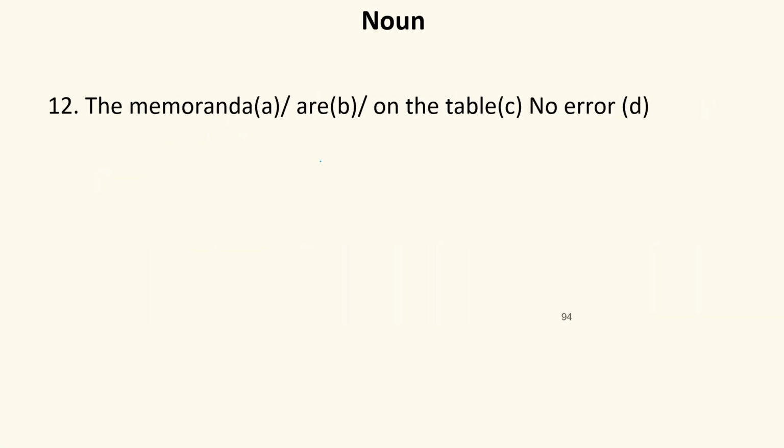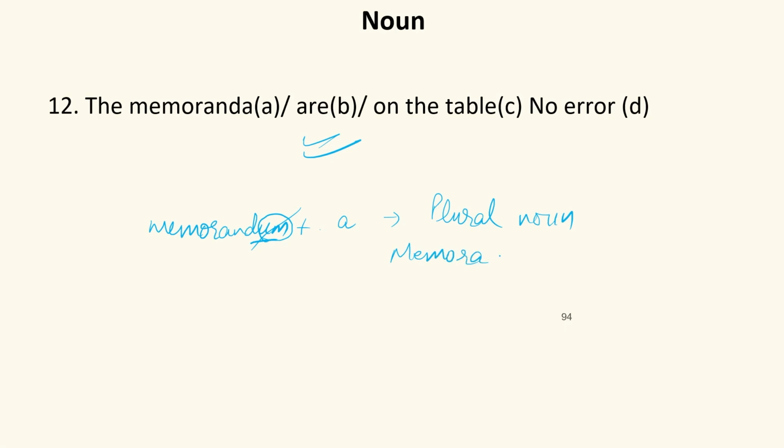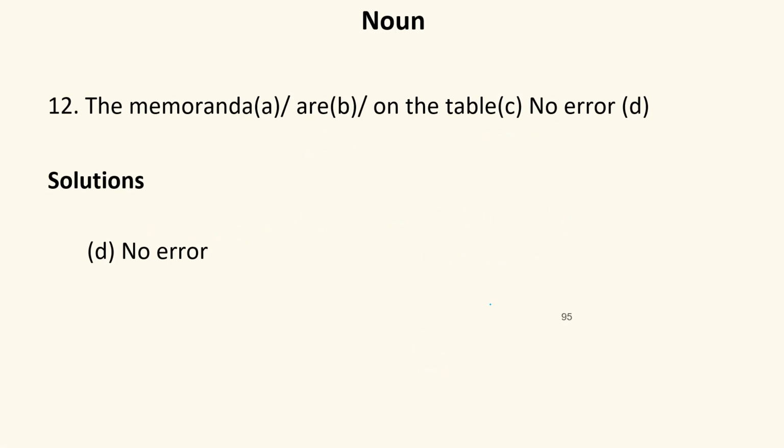The memoranda are on the table. The sentence is absolutely correct. Actually, memorandum is singular. As I told you, for words that end with um or on, we replace um or on with a and the word converts into plural. So we just replace this um with a and the word converts into a plural noun, that is memoranda. And memoranda is plural. That is why we have used are. The sentence is absolutely correct, so D will be the correct answer, that is no error.